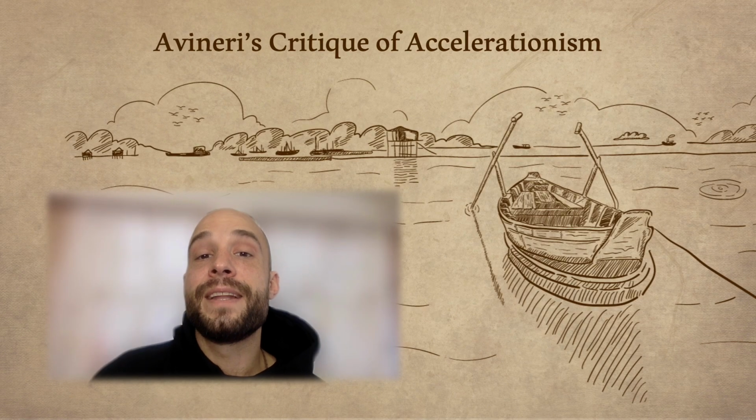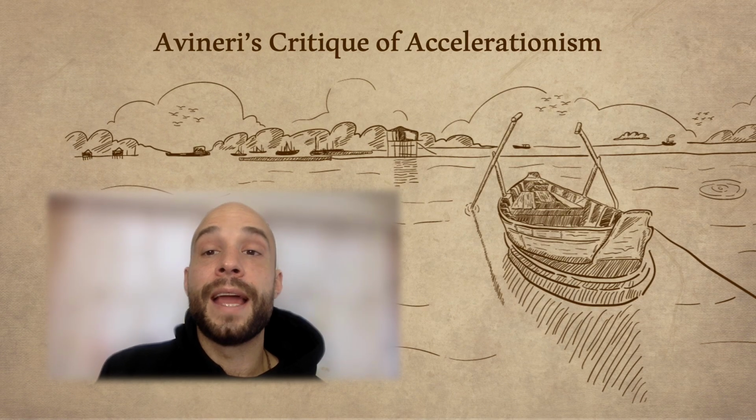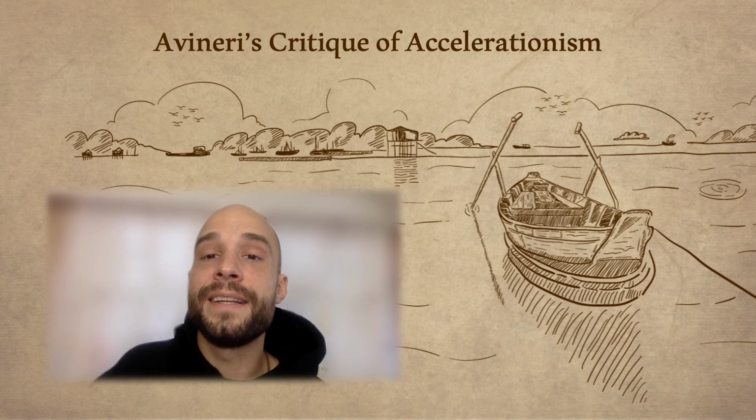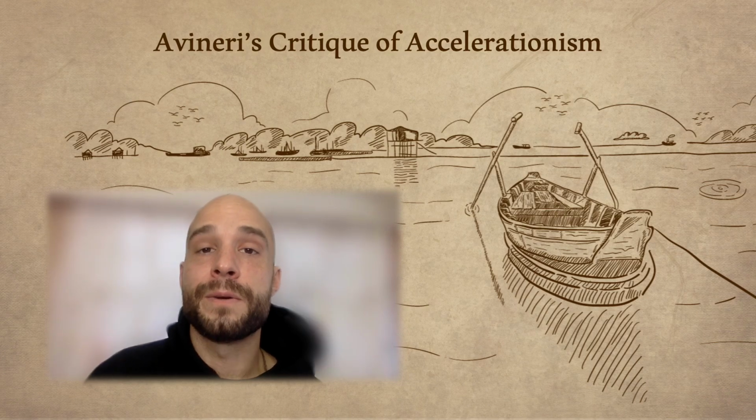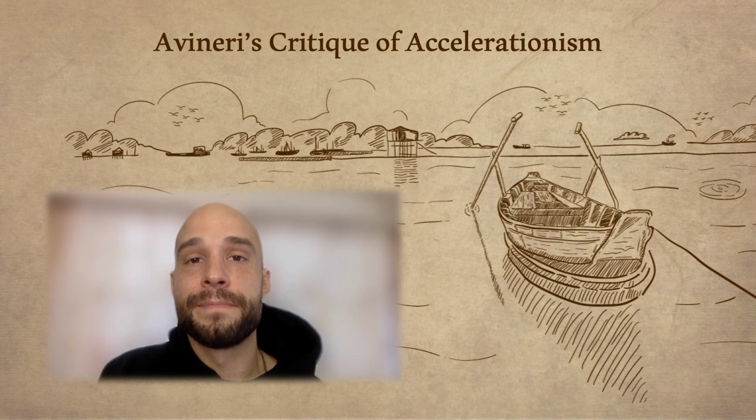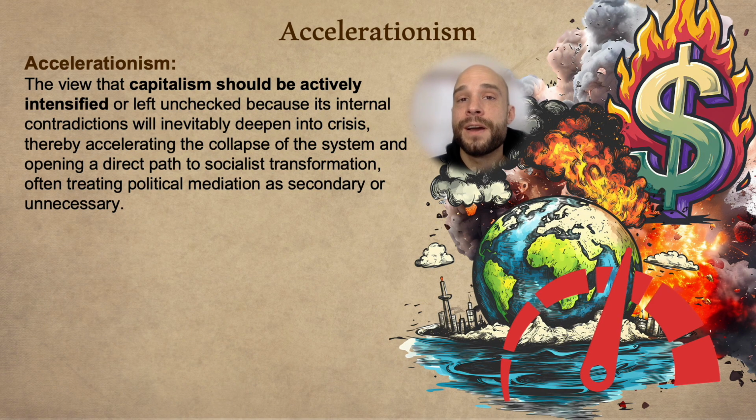Okay, now that we've seen how Avineri's method is not only antithetical to utopianism, but that he explicitly rejects it, let's see how his theory also differs from another problematic trend in socialist thought, accelerationism. Accelerationism in the Marxist context is the idea that capitalism should be allowed or even encouraged to develop according to its own internal logic, because that development will intensify its contradictions and eventually create the conditions for its own transformation.